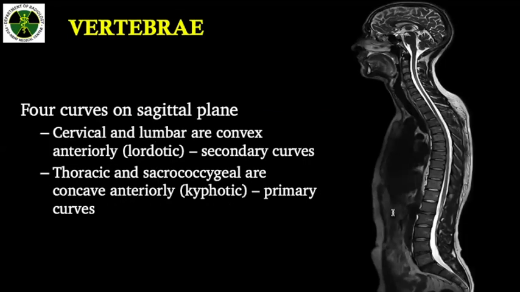There are four curvatures seen on a sagittal plane or lateral view. The cervical and lumbar curvatures are convex anteriorly or are lordotic. So these are the secondary curves, while the thoracic and sacrococcygeal are concave anteriorly or kyphotic, which is the primary curve.